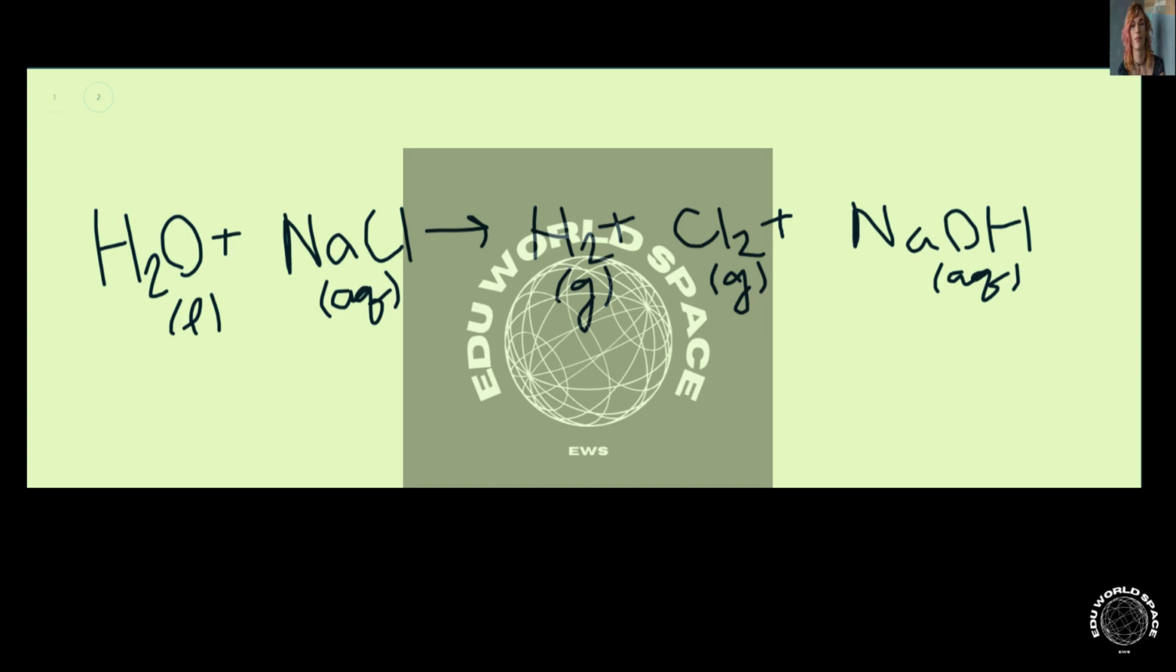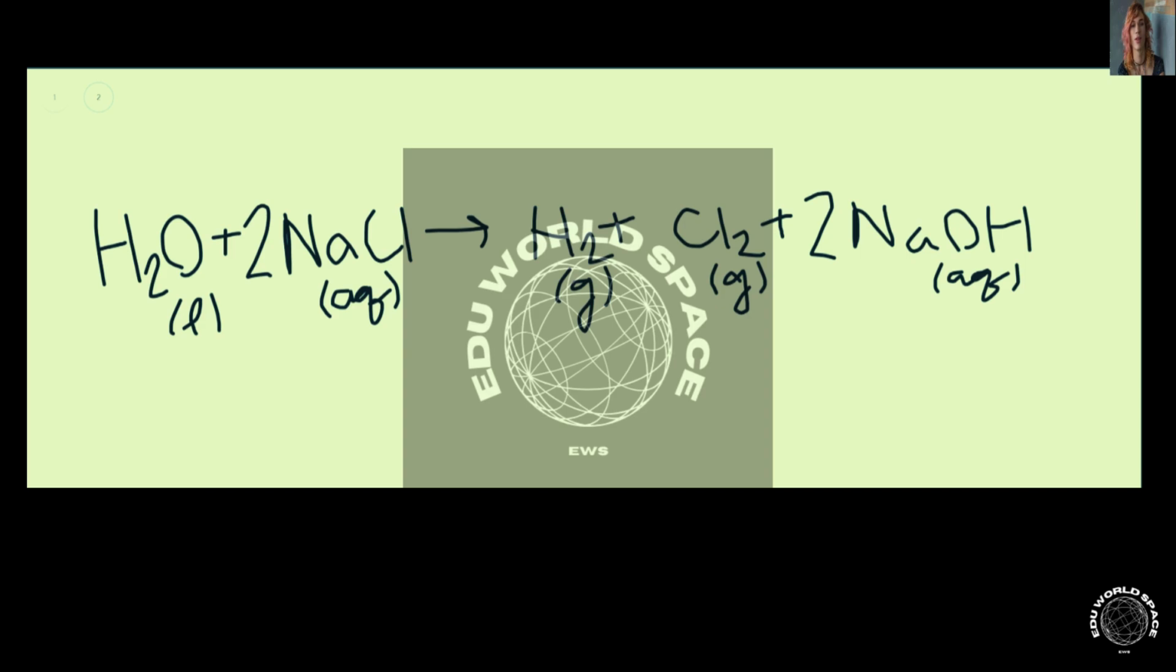So how do we start balancing this? Well, we can see that we have two chlorine atoms on the product side in Cl2, but we have only one chlorine atom on the left. So we're going to need a coefficient of 2 in front of our sodium chloride, our NaCl. Now we have two chlorine atoms in our reactants and in our products, but we have two sodium atoms on the left and only one sodium atom on the right. So we're going to need a coefficient of 2 in front of our sodium hydroxide as well.